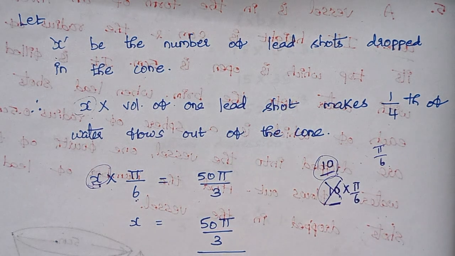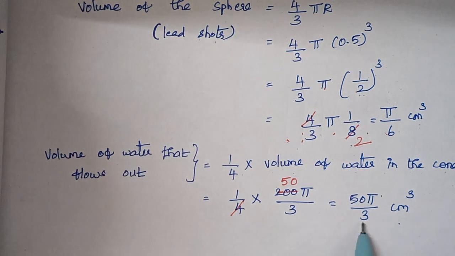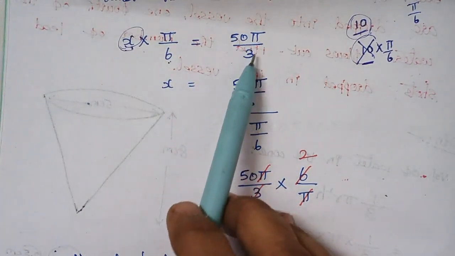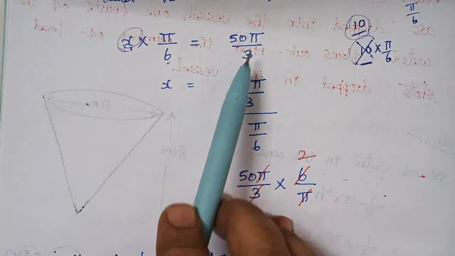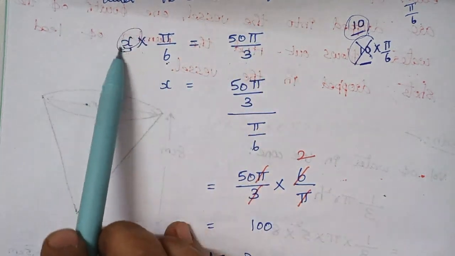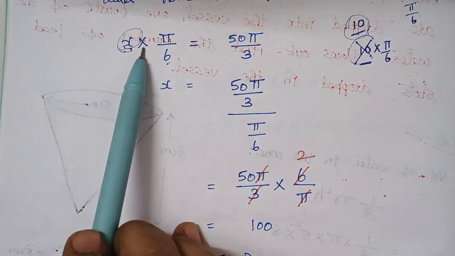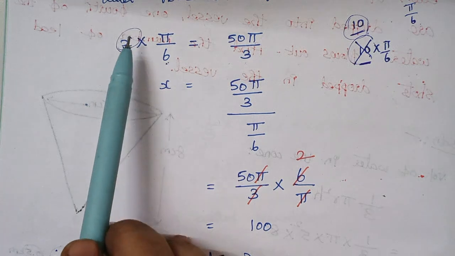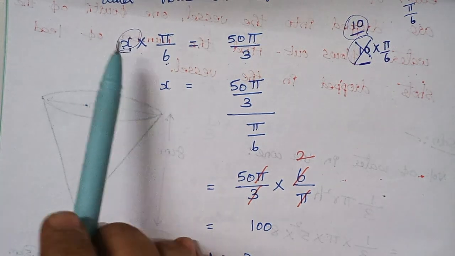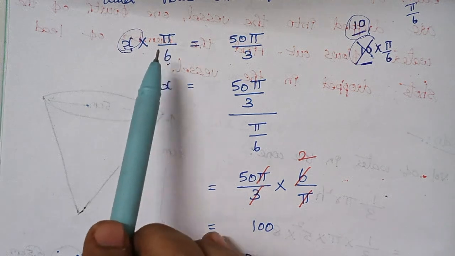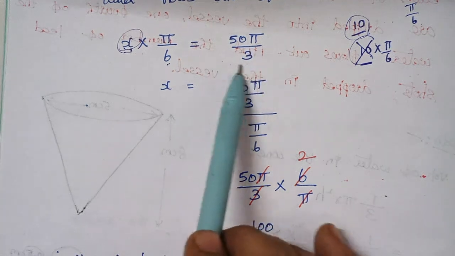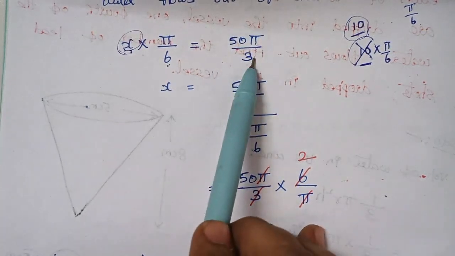So, what is the value of 1/4 of the volume of the water? You see, we have just now calculated. So, this is the volume of the water that flows out, right? Which is equal to 50 into pi/3. That is, we are dropping some lead shots, right? And volume of one lead shot is pi/6. We don't know how many lead shots we are dropping. So, here we are keeping it as x. So, when you drop these lead shots, what happens? 1/4 of the amount of the water flows out. So, this is the volume of the water that flows out, right?